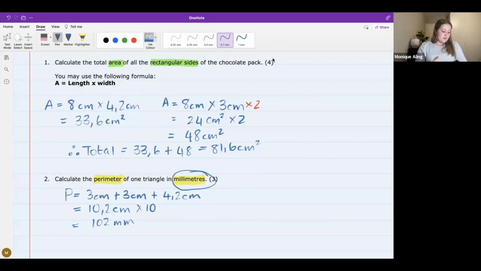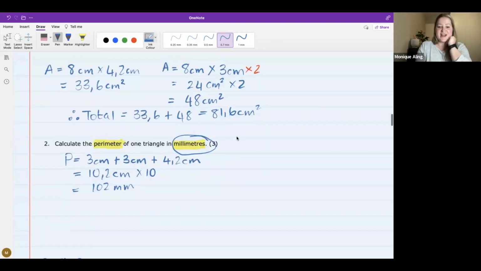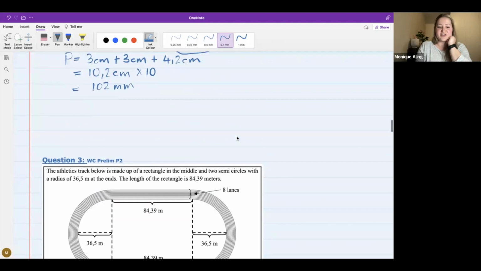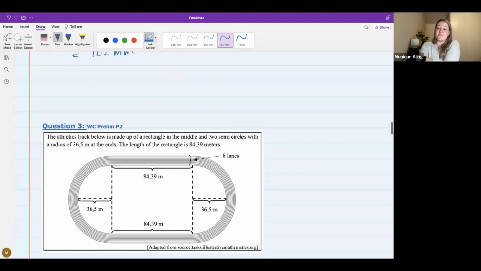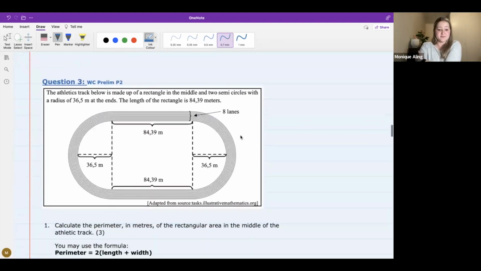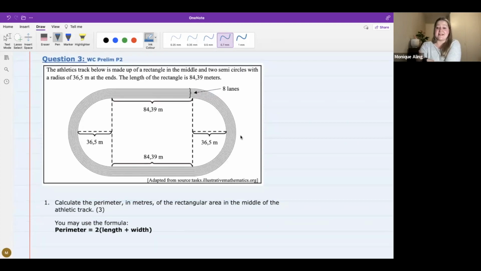Okay, it's not going too badly. Well done, guys. All right, let's try another question. This question comes from the Western Cape prelim of last year, paper 2. Slightly different shape, but we can see it makes up 2 shapes that we are familiar with. We've got a rectangle and 2 semicircles. So let's have a look.